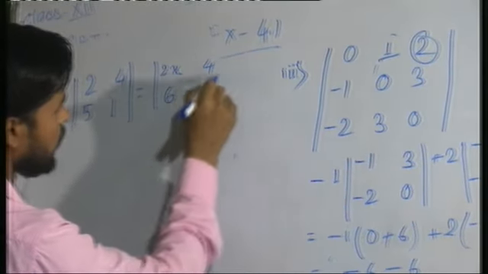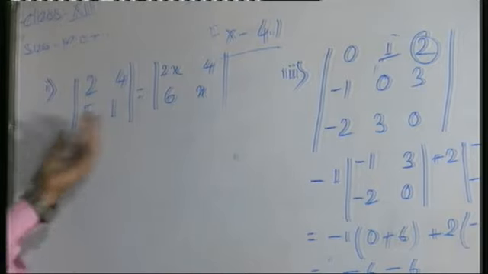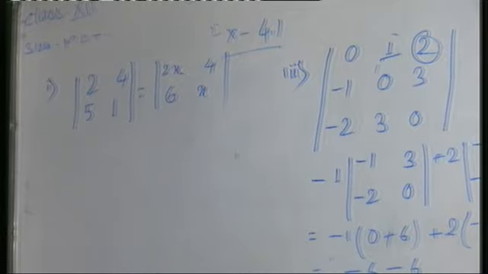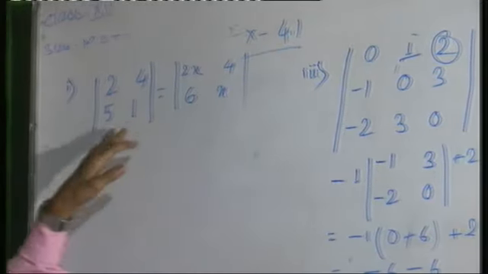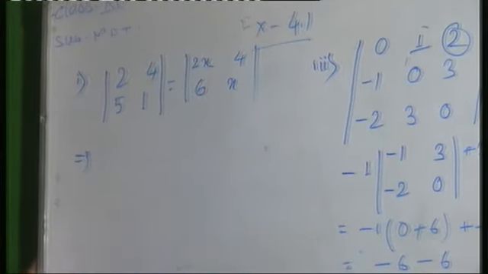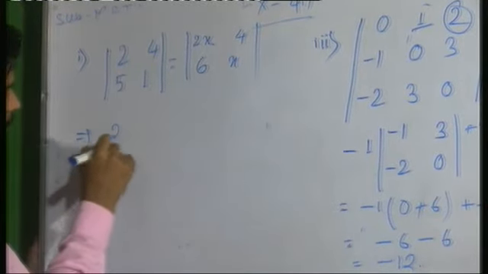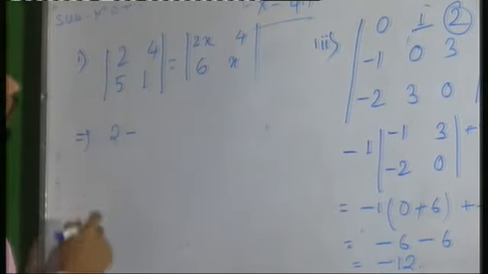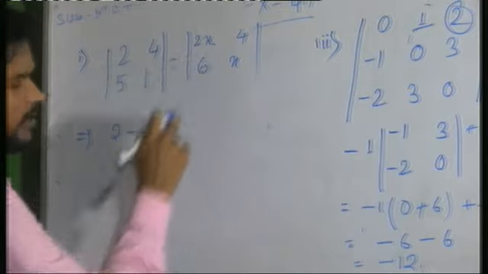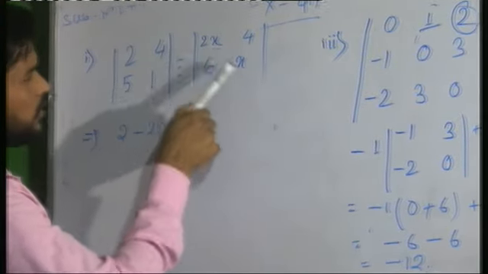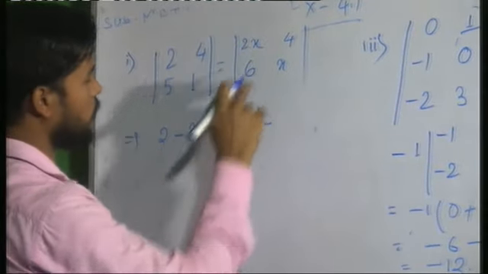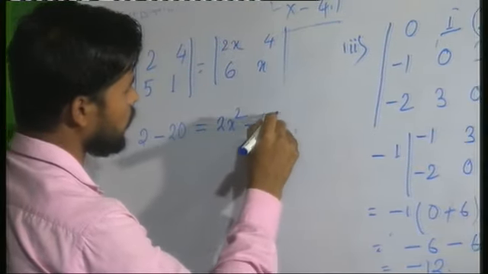On the left hand side we have a determinant of order 2, and on the right hand side also we have a determinant of order 2. So first expand the 2 determinants. If I expand the determinant on the left hand side, it will be 2 into 1, that is 2, minus 5 into 4, that is 20. Now expand the determinant on the right hand side. So 2x into x is 2x square, minus 4 into 6, that is 24.